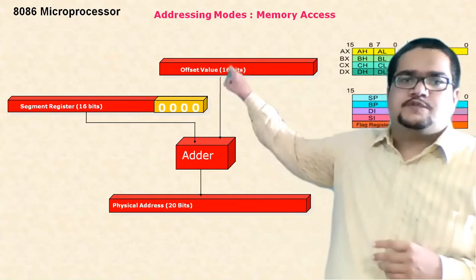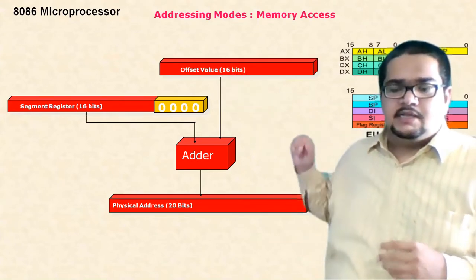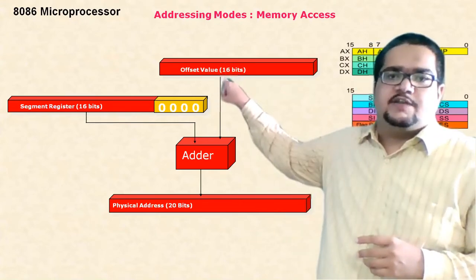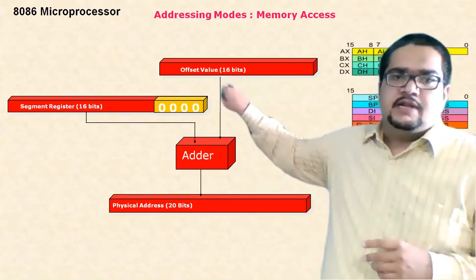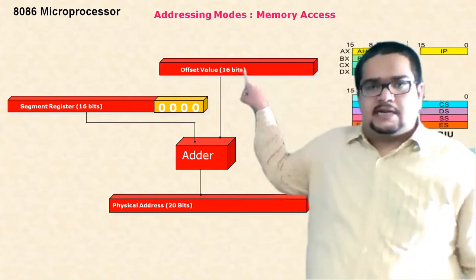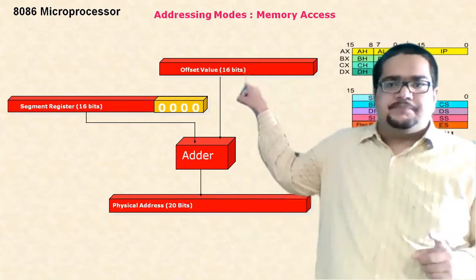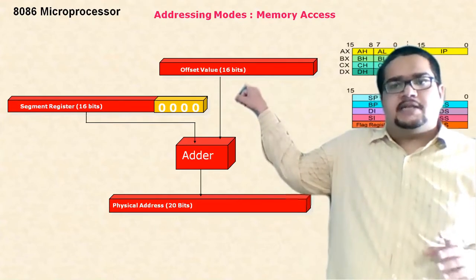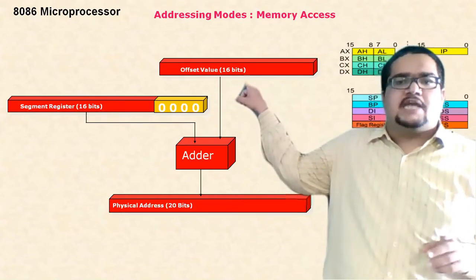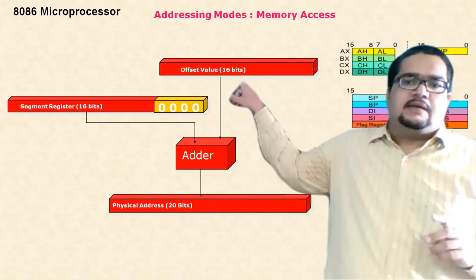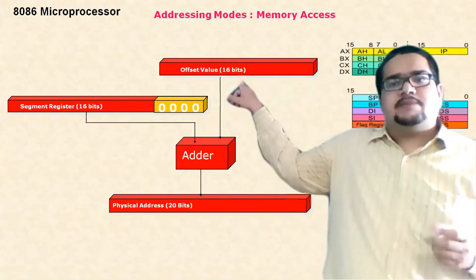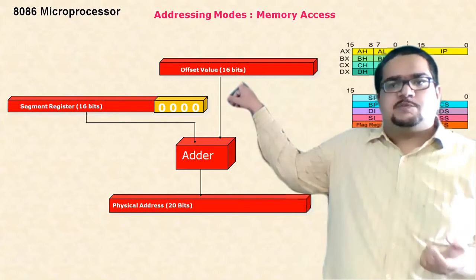Now this 16-bit offset number for the group 2 addressing can be referred to in different ways. As I told you, it can be given directly as a 16-bit number. Otherwise that 16-bit number can be split into parts, and its parts can be stored in the BX register, BP register, SI register, DI register, and sometimes it can be written directly as a displacement number.